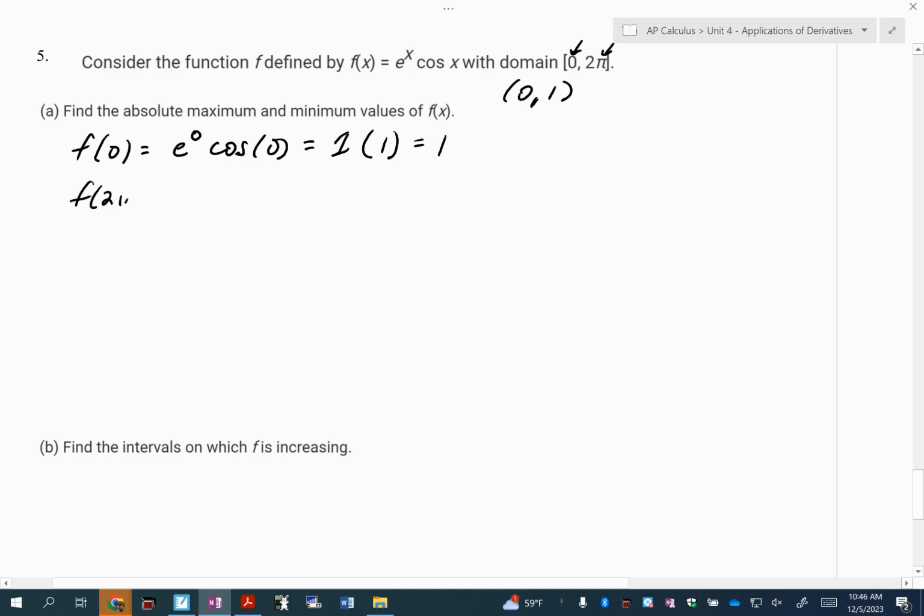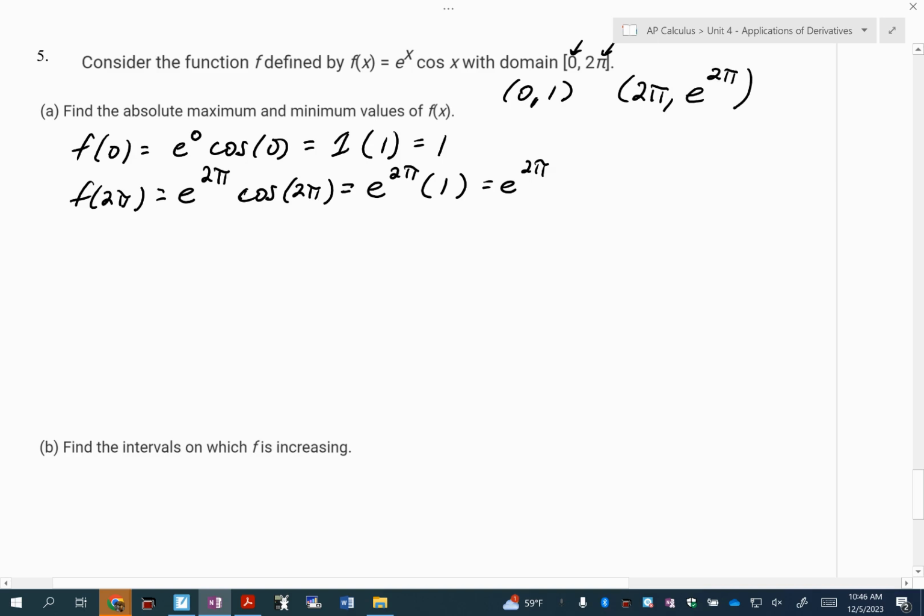Let's plug in 2 pi. Plugging in 2 pi gives me e to the 2 pi power times the cosine of 2 pi. E to the 2 pi power is just e to the 2 pi. Cosine of 2 pi, that's all the way around. It's actually the same ordered pair as when you have 0 for your angle. So the cosine of 2 pi is going to be 1 as well. So this ordered pair is 2 pi, comma, e to the 2 pi. So that's it for my endpoints.